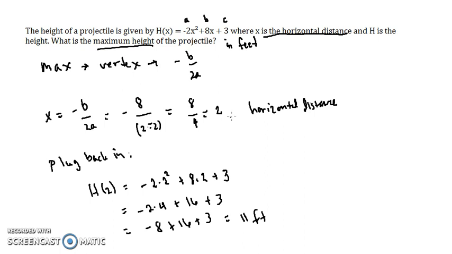So when we travel 2 feet over, this is what it looks like. When we travel 2 feet over, we're going to hit our maximum height of 11.